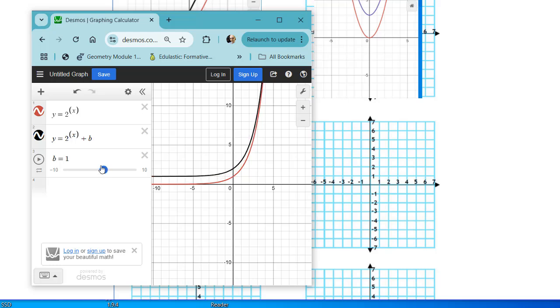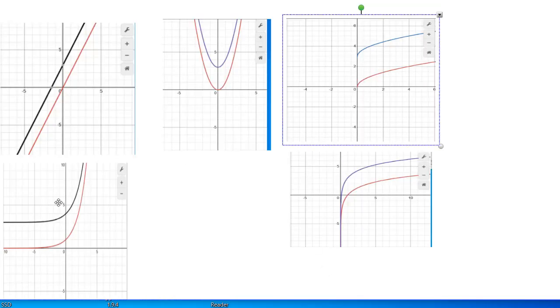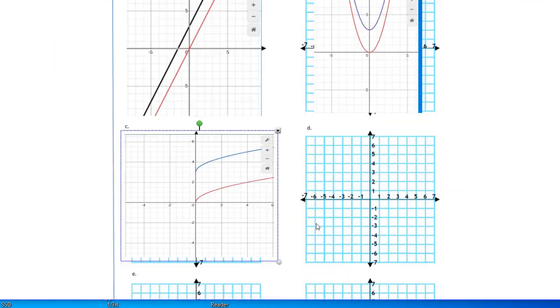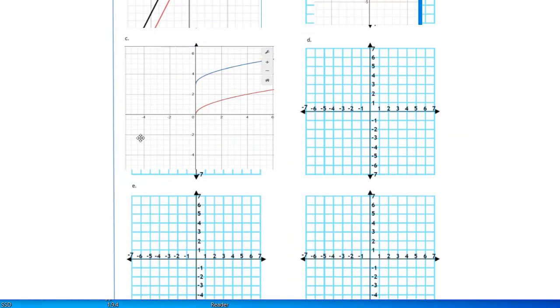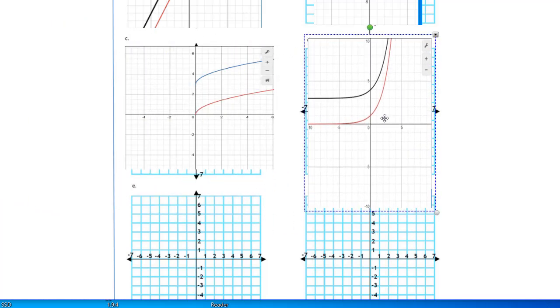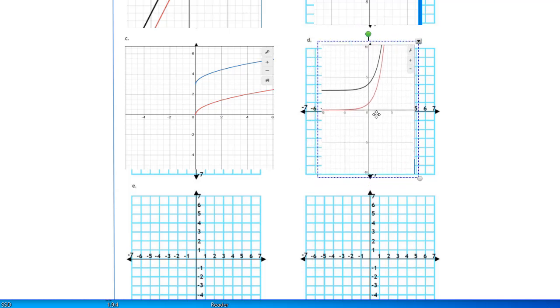I'm going to set b to 3, like I did with the others. We get that. Okay, I'm going to paste that in. Bring my hockey stick over. Paste it in. That one doesn't fit very well. I'm going to squeeze it down a bit.